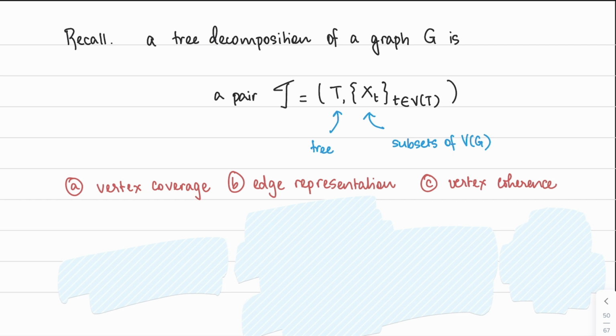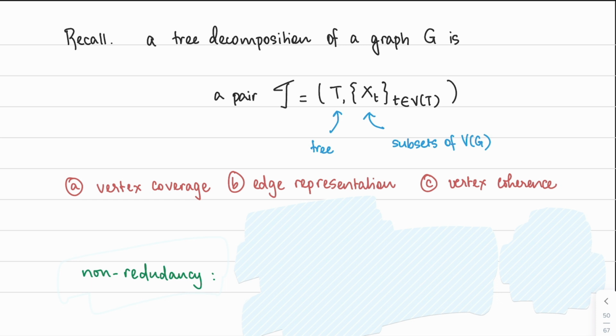Not over the graph directly. So the thing is that if this tree is too big, then we are going to be spending a lot of time on the DP just navigating this tree. So we want to make sure that it's bounded in some way. To this end, we are going to introduce the concept of a non-redundant tree decomposition.